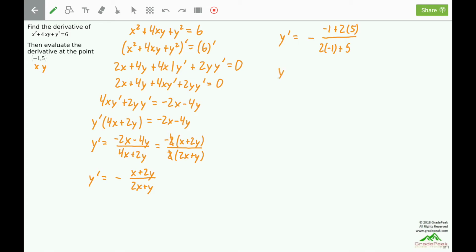And now we just want to simplify this. So we have the negative of, in the numerator, negative 1 plus 2 times 5, which is a 10. And in the denominator we have 2 times negative 1, which is negative 2, plus a 5. So we have the negative of, negative 1 plus 10 is a 9 over negative 2 plus 5 is a 3. And 9 divided by 3 is a 3. The negative just comes along. So we end up with y prime equals negative 3.